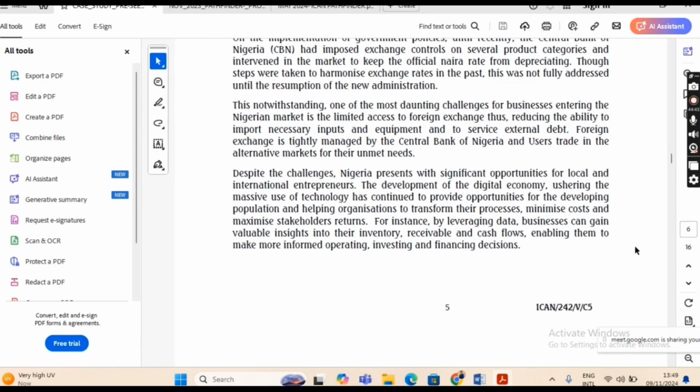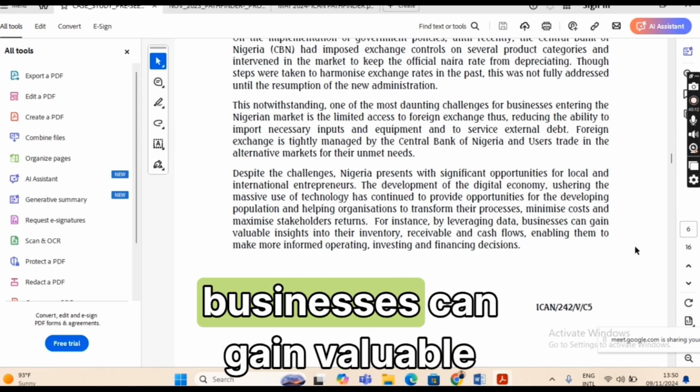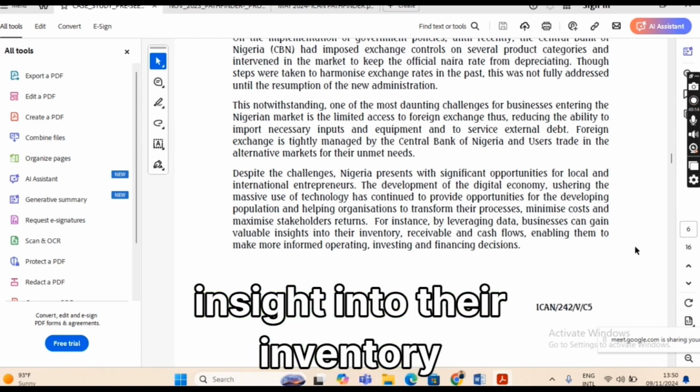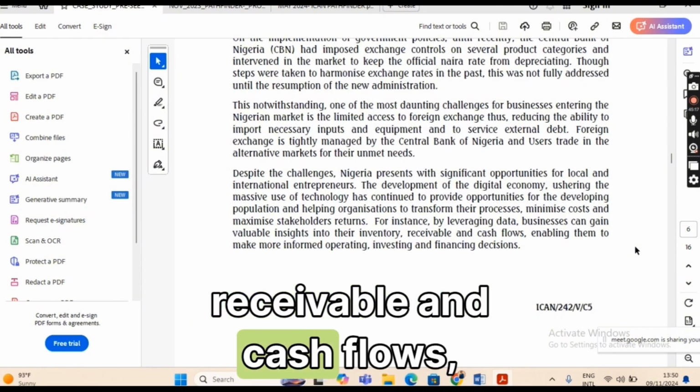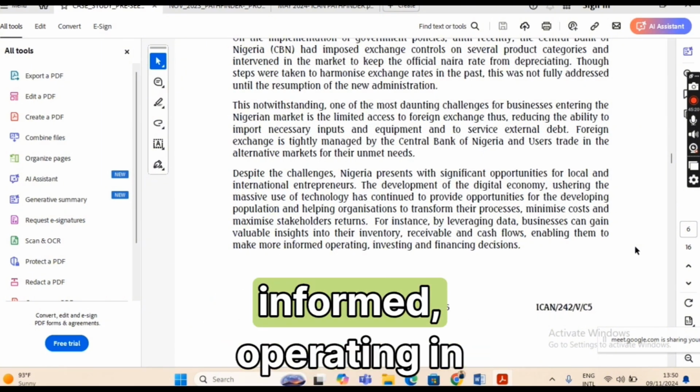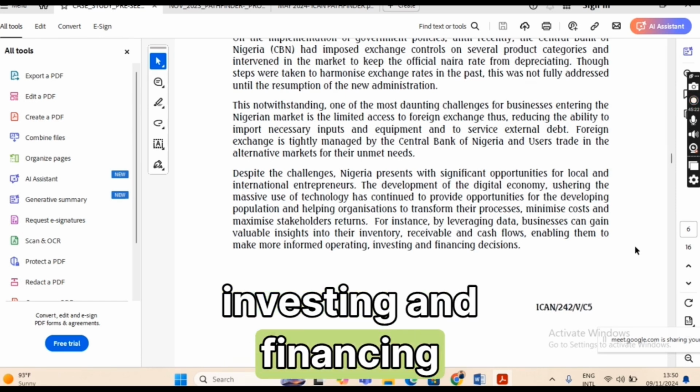Despite the challenges, Nigeria presents significant opportunities for local and international entrepreneurs. The development of the digital economy, ushering in the massive use of technology, has continued to provide opportunities for the developing population and helping organizations to transform their processes, minimize costs, and maximize shareholders' returns. For instance, by leveraging data, businesses can gain valuable insights into their inventory, receivable, and cash flows, enabling them to make more informed operating, investing, and financing decisions.